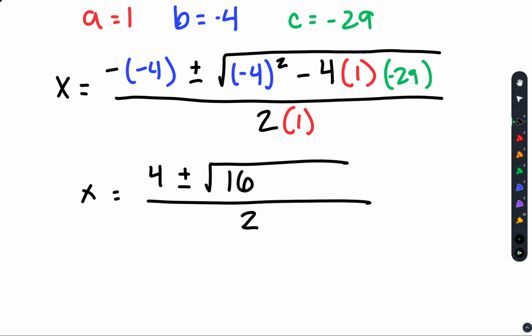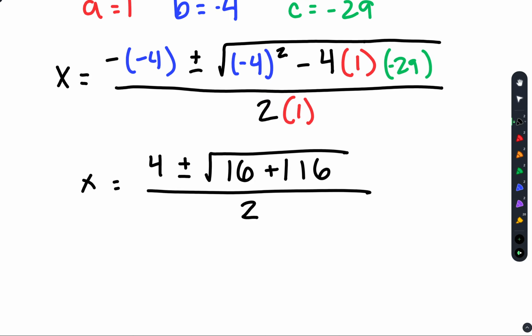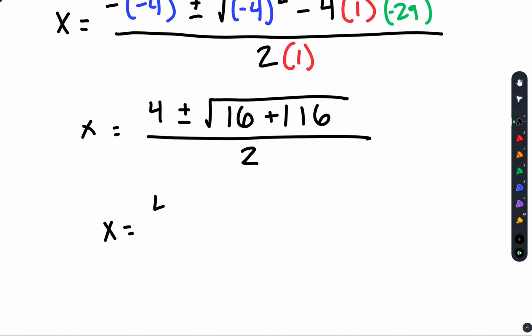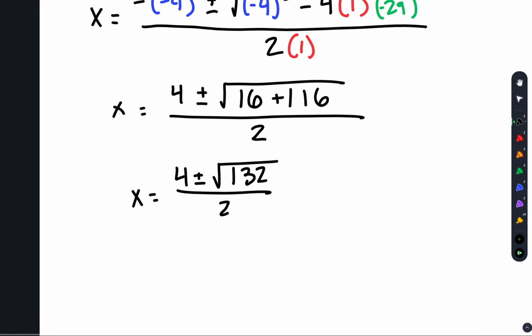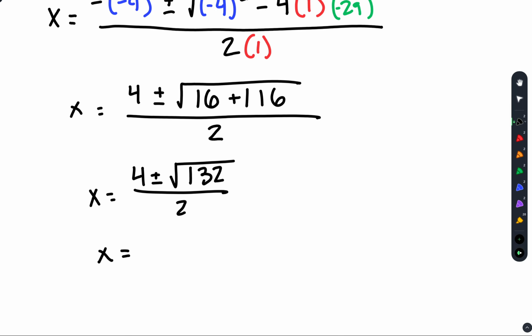Plus or minus 160? Is it actually 160? Okay. A 116. That makes more sense. Okay. I'm rewriting again. 4 plus or minus the square root of 132 over 2. Does 132 have a nice perfect square? It does not.